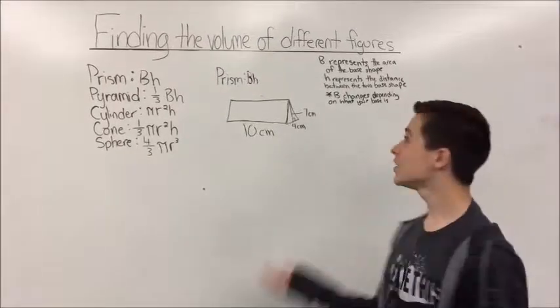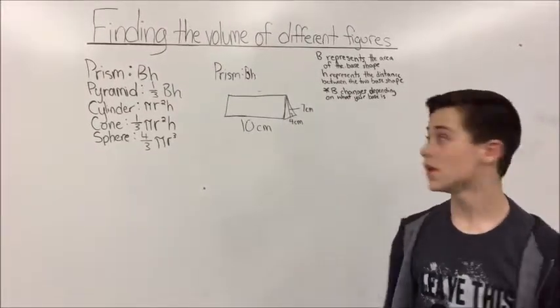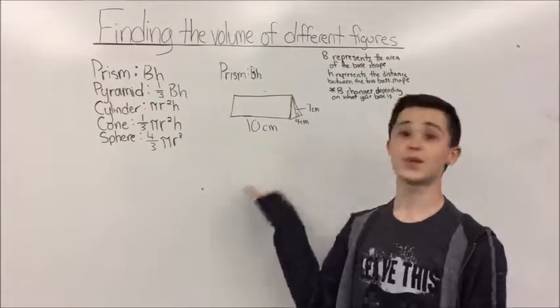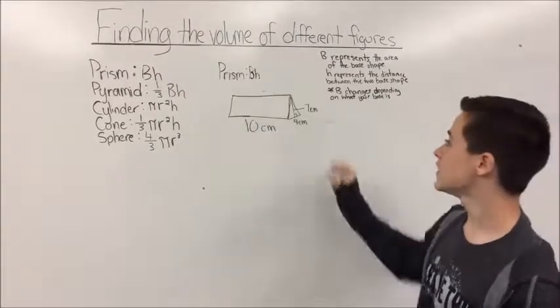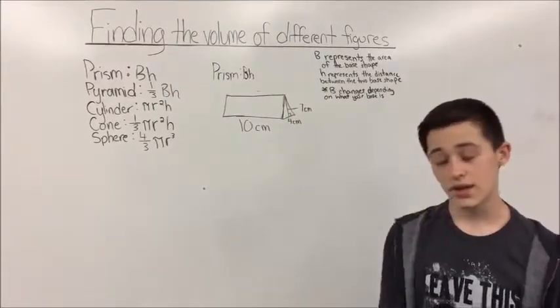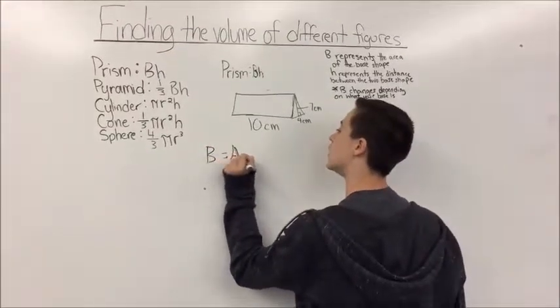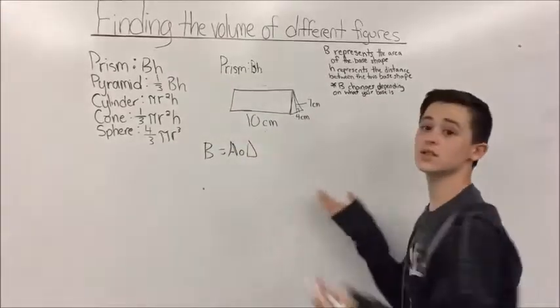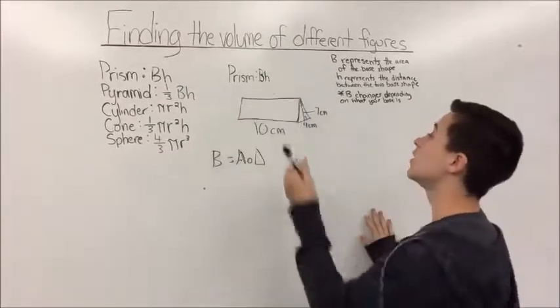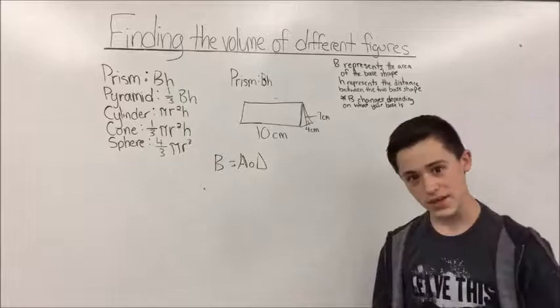So in this lesson, we're going to be finding the volume of different figures. In this case, we're going to be finding the volume of a prism. The capital B represents the base that we're going to be working with and the area of that base. So in this case, B equals the area of this triangle, because that's our base. And the height represents the distance between each of these bases.